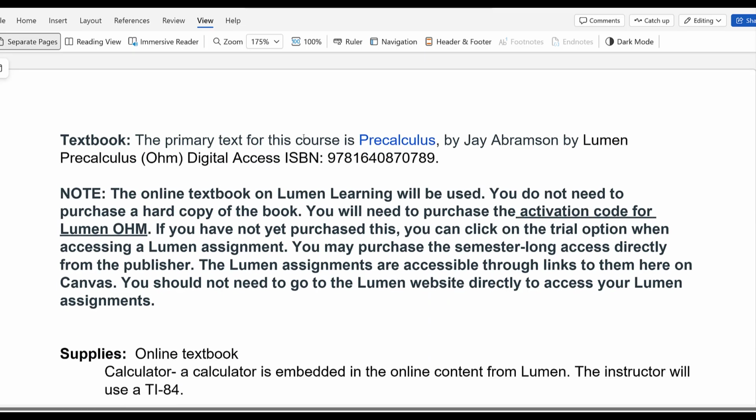Textbook: the primary text for the course is Pre-Calculus by J. Abramson and Lumen Pre-Calculus OHM Digital Access. And so you can just get the access. It's embedded in the course. You can do a trial access for, I think it's 2 weeks or so, and then you can purchase your access directly from the publisher.